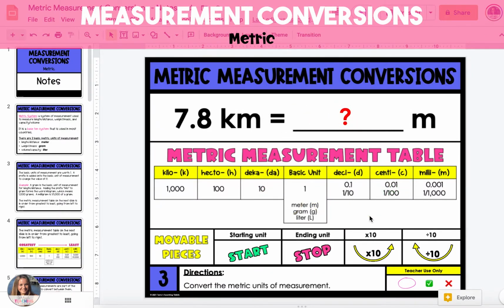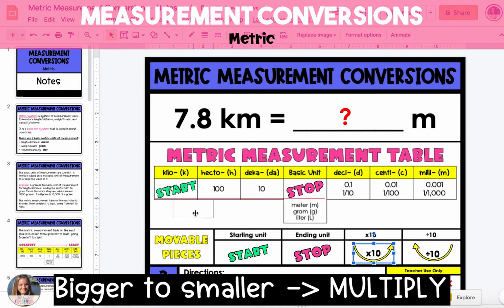In the third example, we're going to convert 7 8/10 kilometers to meters. Drag the word start over to kilo in the metric measurement table, and then drag the word stop over to the basic unit because meters, liters, and grams are the basic units of measurement. Since we're converting a bigger unit of measurement to a smaller unit of measurement, we are going to be multiplying our number by powers of 10.